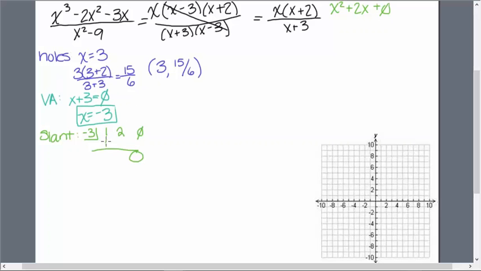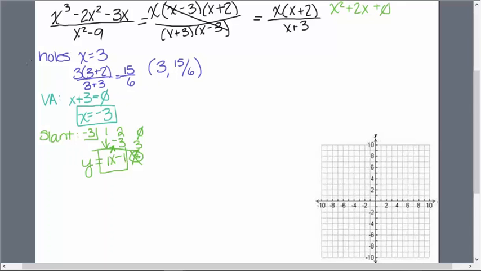Now synthetic division: drop the 1, multiply by negative 3, add, multiply, add. You'll notice that there's always a remainder. That is a good thing. I don't care about that. So here's my slant asymptote. My slant asymptote is y equals 1x minus 1.